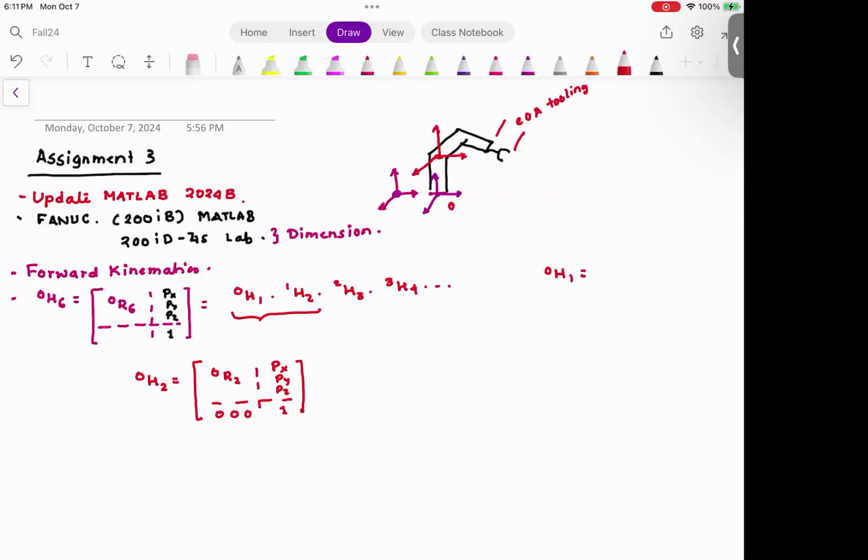Make sure that frame 2 is oriented correctly and is at the distance Px, Py, Pz. Then you go to 0H3, and finally you go to 0H6. When you do this exercise, you will notice, and again, it's a little weird, that depending upon the manufacturer, they use different coordinate frames.